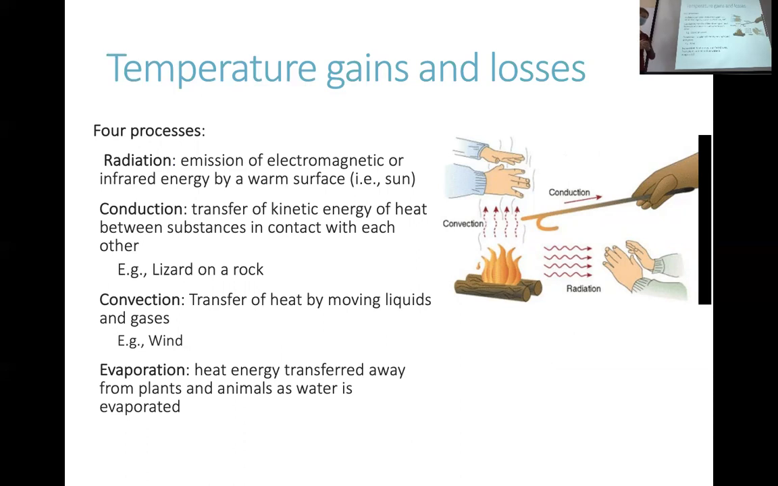And then evaporation. So evaporation, we know takes heat away because it essentially turns liquid water into gaseous water, into water vapor, and takes that heat with it. So when we sweat, we are evaporating water out of us and losing that heat. Animals, plants do the same thing. With plants, it's evapotranspiration. And these concepts will come up in the next slide.